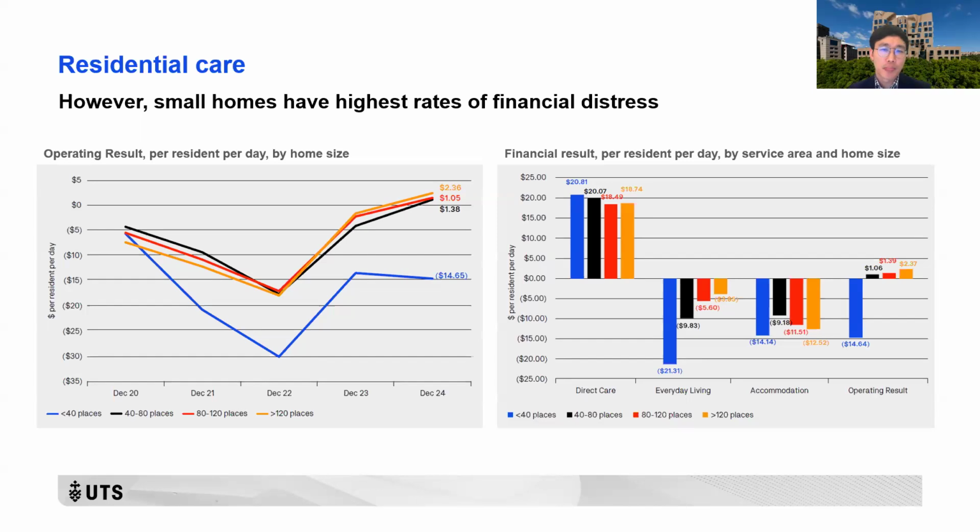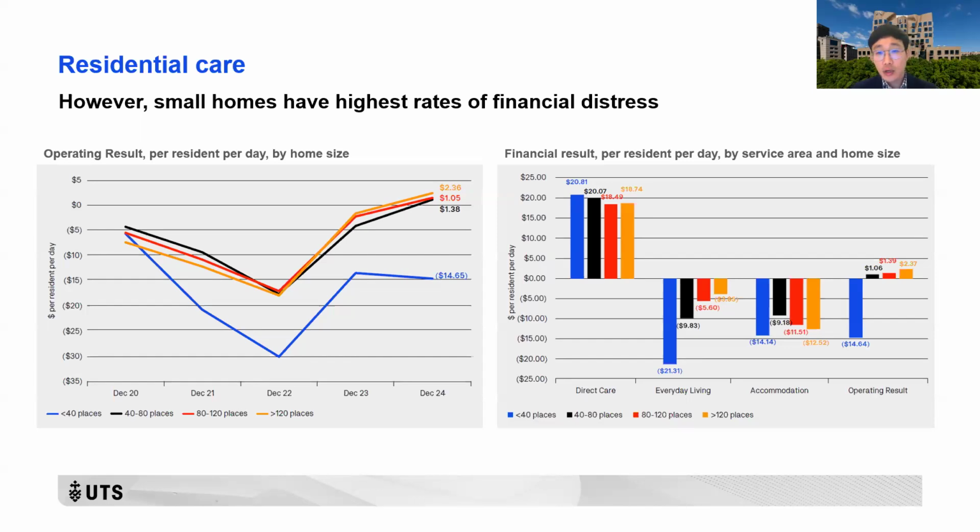So how about the results from the different service areas by home size groups? The graph on the right shows that the differences in the financial performance of these homes by home size groups is mainly driven by the everyday living and accommodation services. So the direct care results, on the left-hand side of that graph on the right, are somewhat similar across the home sizes. However, for the everyday living services, the results vary significantly across the home sizes, which is the main driver of the difference in the operating results.